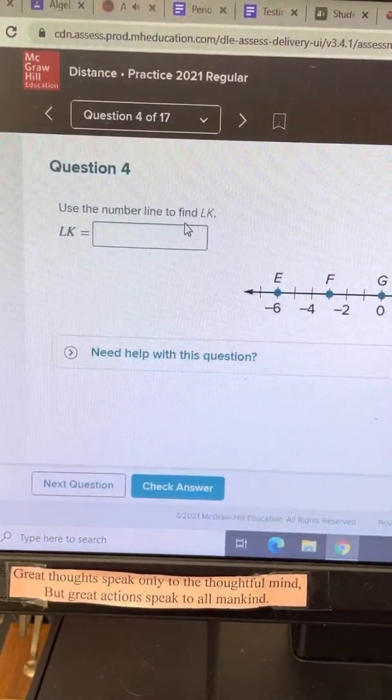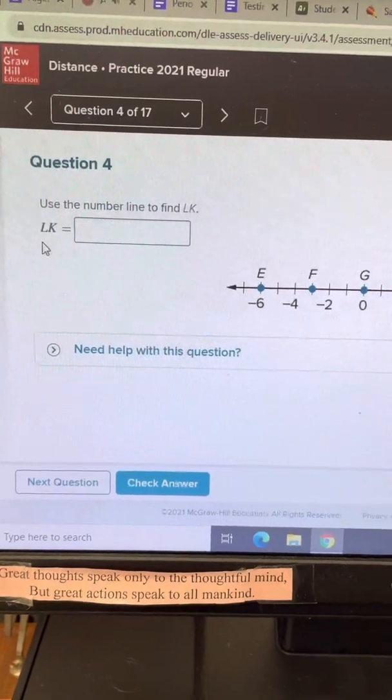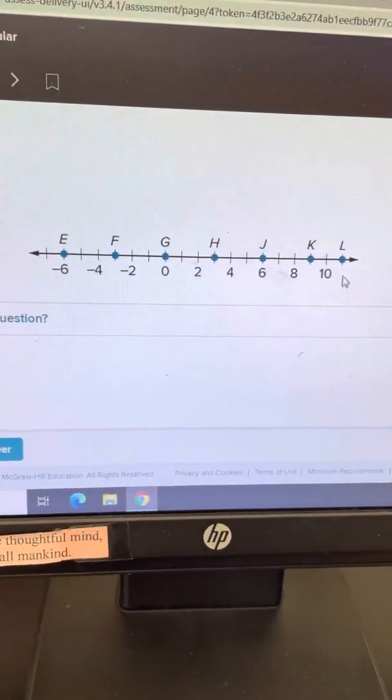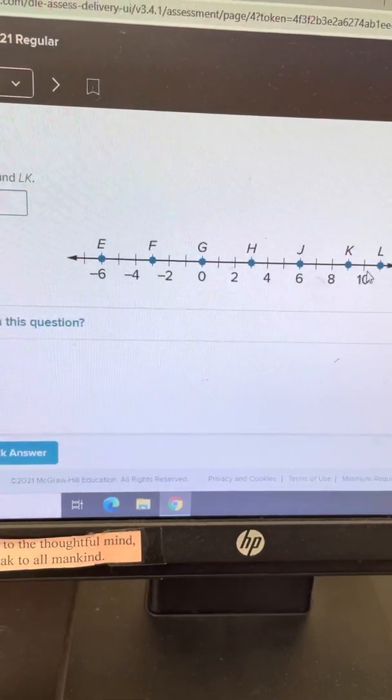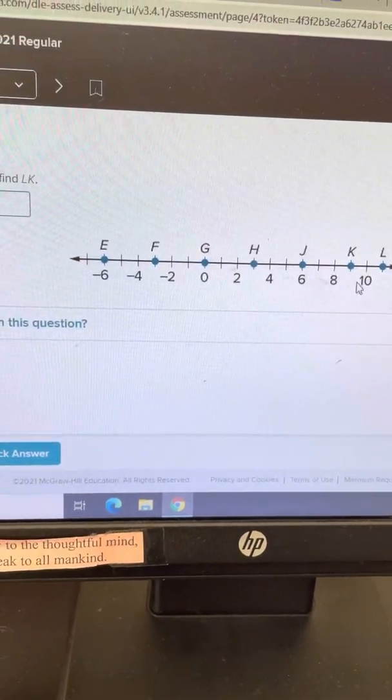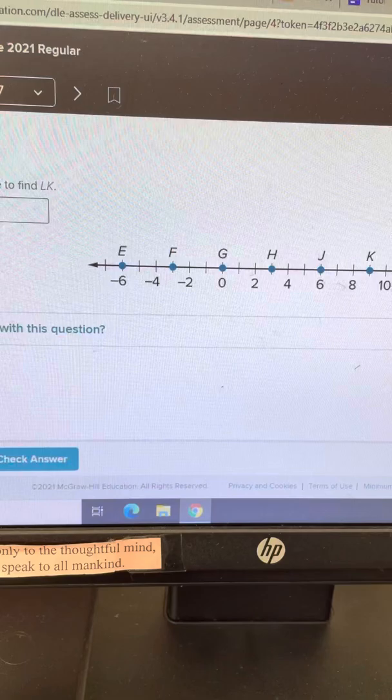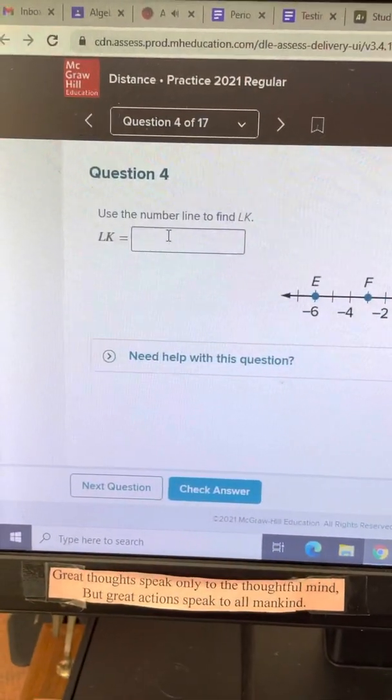Number 4, use the number line to find LK. So I'm looking at LK, and we have 2 units. That's the difference between them. That's the distance between them. So LK is going to be 2.